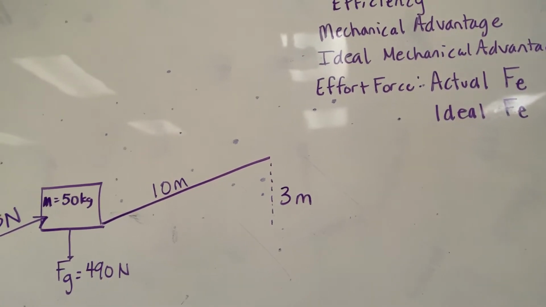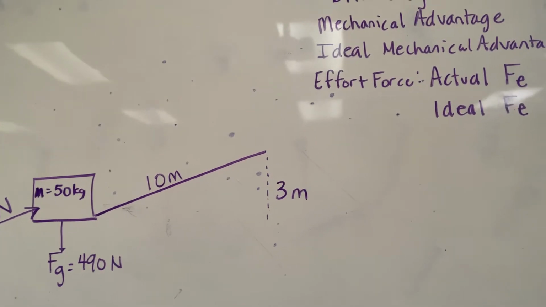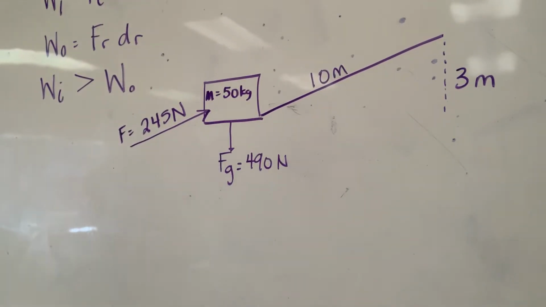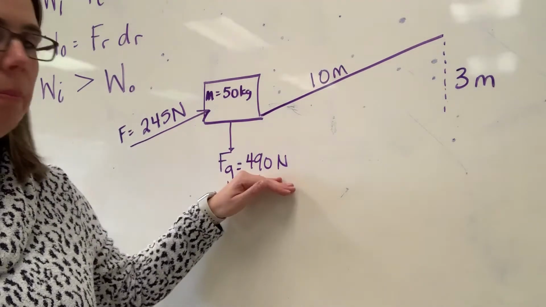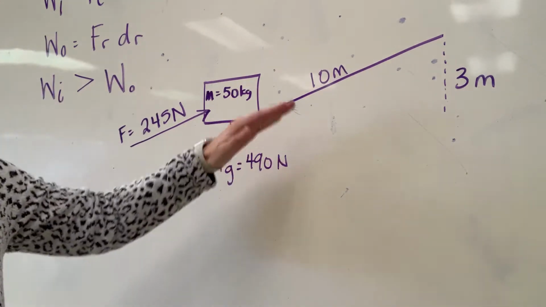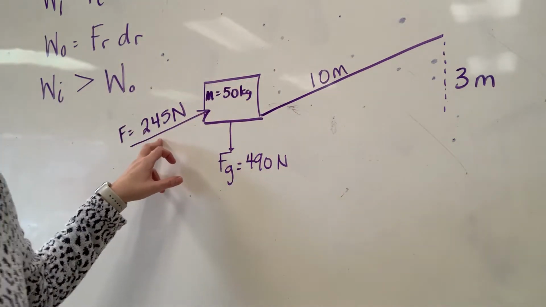All right, again, I'm talking about these five words: efficiency, mechanical advantage, ideal mechanical advantage, actual effort force, and ideal effort force. So let me talk to you about what those things mean using this example. Again, remember, if I didn't have a machine, I would have to apply 490 newtons of force to lift this box. However, because I'm using a machine, I only have to push with 245 newtons of force, okay?